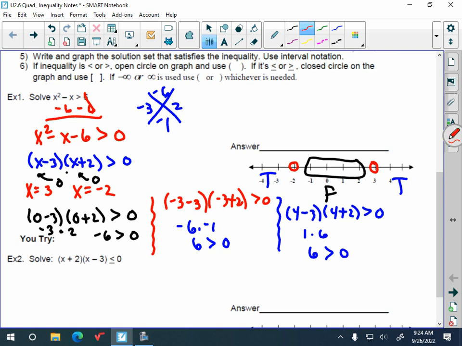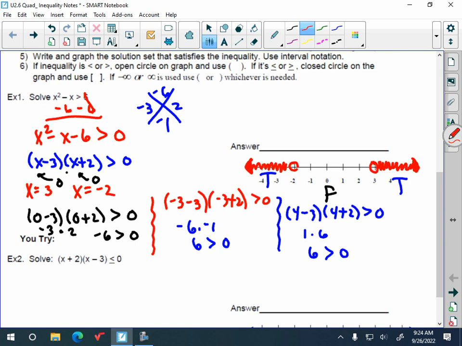All right, so when we give our answers on the number line, so I'm going to get rid of this, we shade all the true areas, right? So this area right here is true. This area over here is true. And the middle part is false, so we don't shade that area. All right, so here's our answer for the number line.